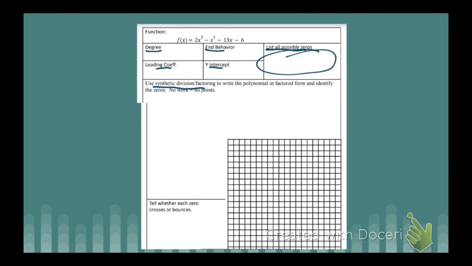Once you've got that, you can write your next factored form in a quadratic this time, since we have a cubic problem, and you can factor that quadratic. Once you have factored it all the way, you have your zeros. You're going to tell whether each of them cross or bounce, depending on the multiplicity, and then you're going to graph. Make sure you draw your x and your y axis. Put dots at your intercepts, both your x-intercepts and your y-intercept, and then make sure you have the correct end behavior in your graph.